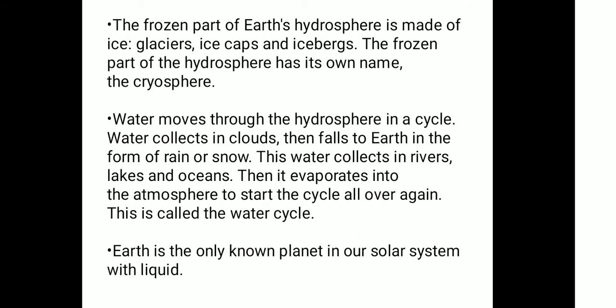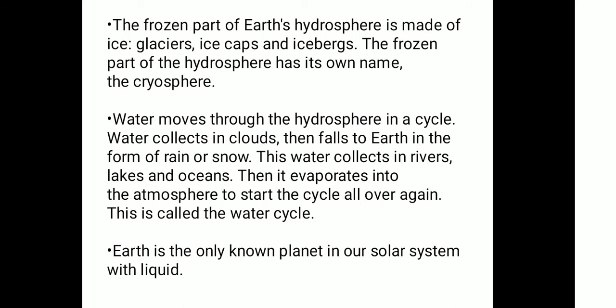Water moves through the hydrosphere in a cycle. Water collects in clouds, then falls to earth in the form of rain or snow. This water collects in rivers, lakes and oceans. Then it evaporates into the atmosphere to start the cycle all over again. This is called the water cycle.